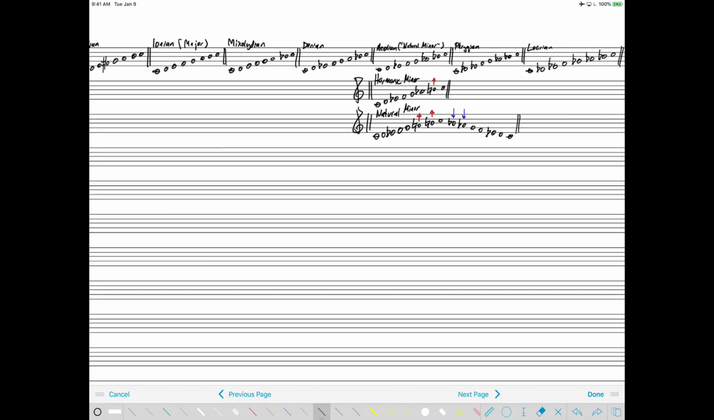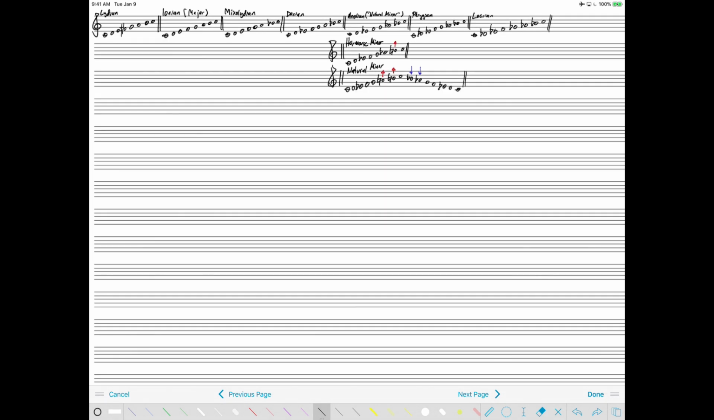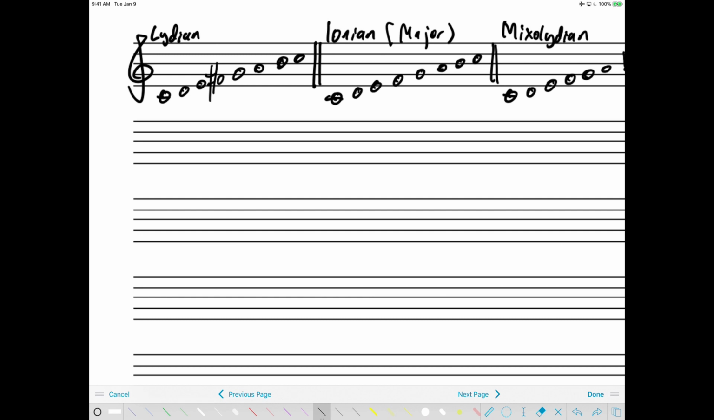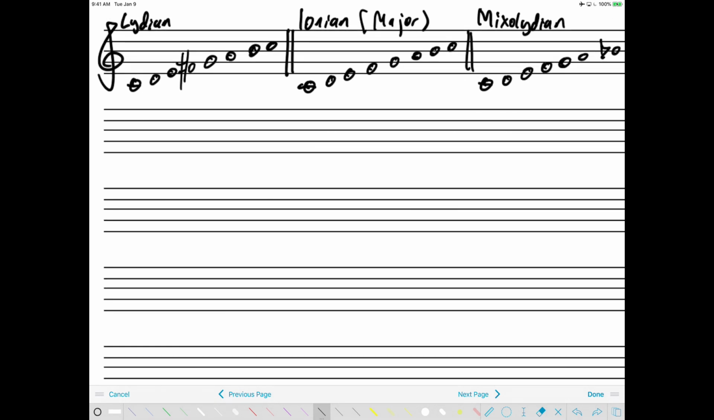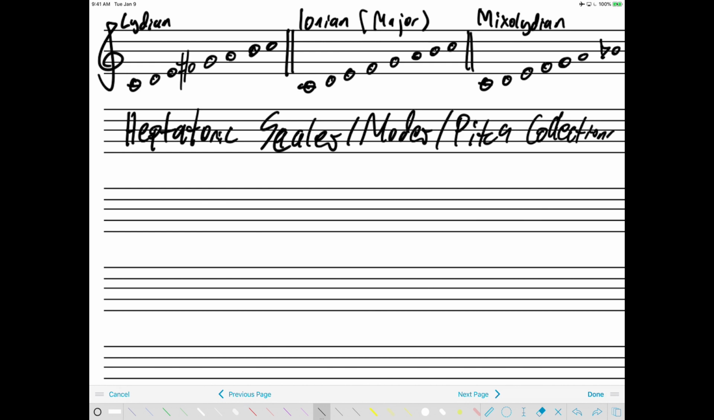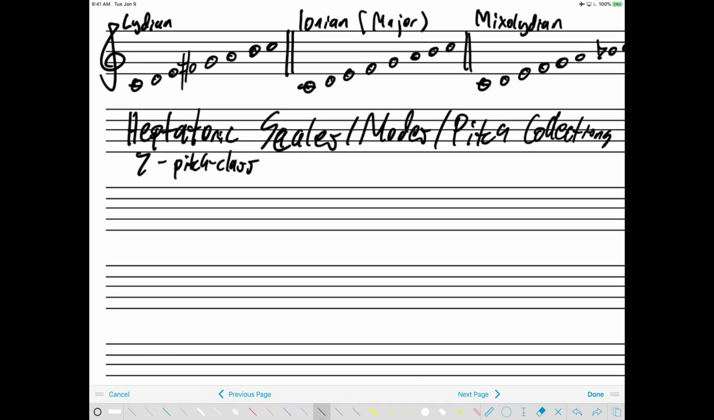I leave these up here because I want to have a nice reference to them when we talk about them again. But for right now, these are our primary heptatonic pitch collections. Heptatonic scales, modes, pitch collections, depending on what term you want to use for what context you're in. So heptatonic, meaning that they have 7 pitch class scales.